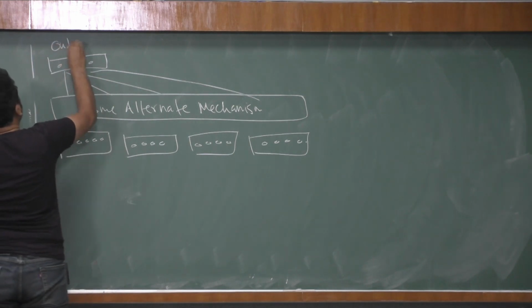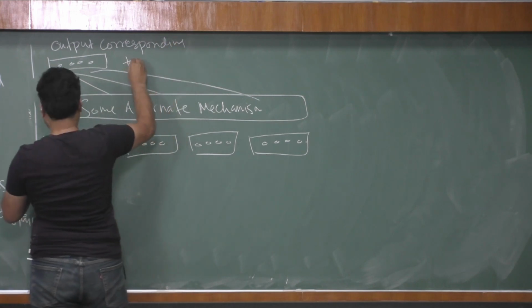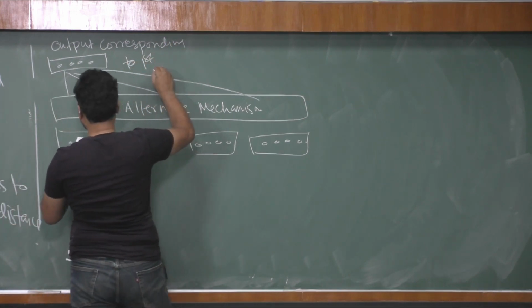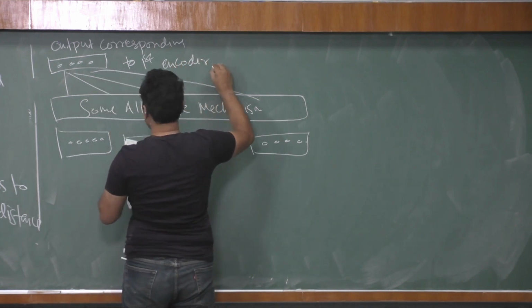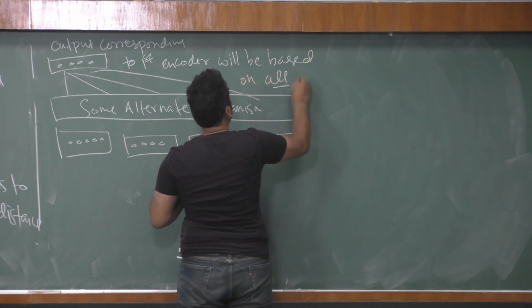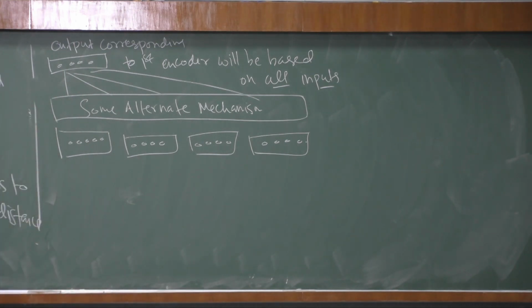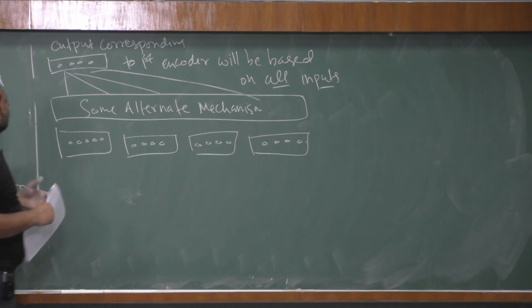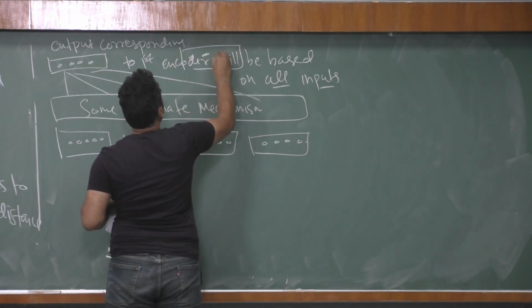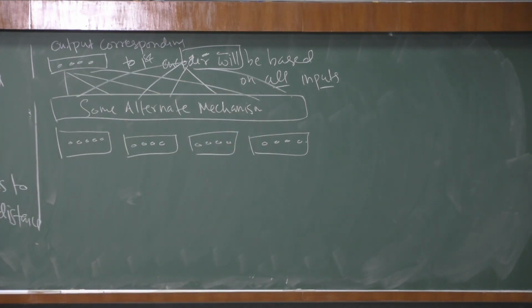Okay, so the output corresponding to the first encoder will be based on all inputs. That's one thing, and it's not just about the first one. If I'm going to produce the second output, or let us say the fifth output somewhere here, then this also looks up into all of these. This mechanism is one of the key ideas behind the transformer.